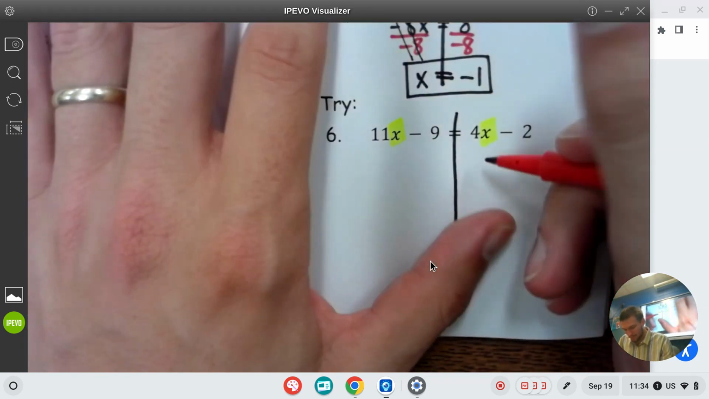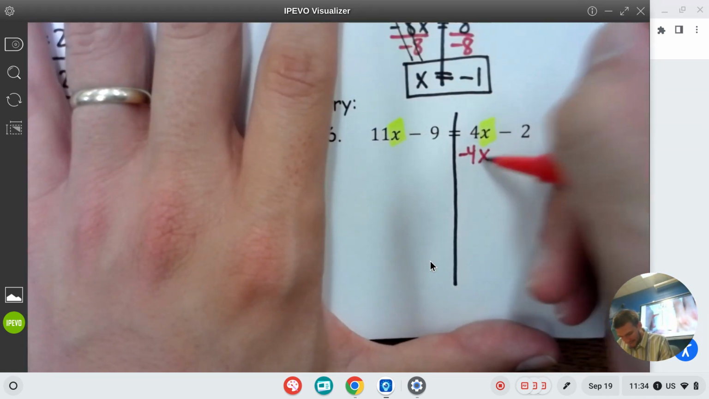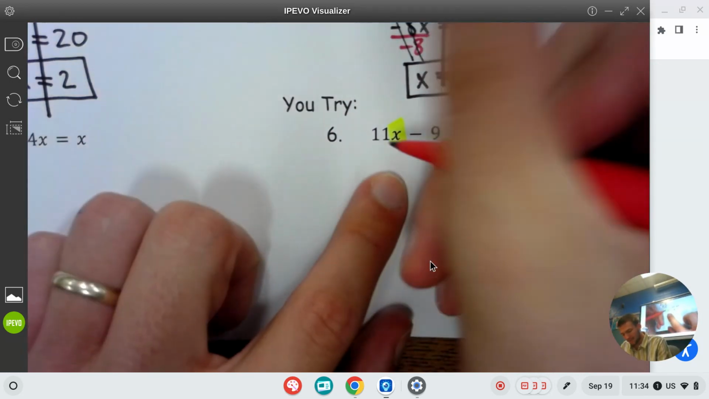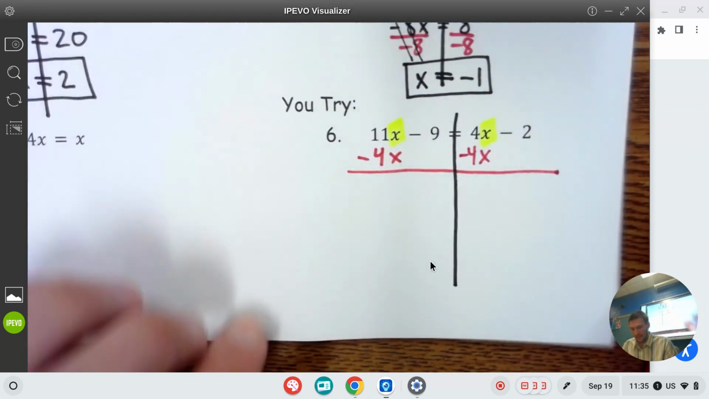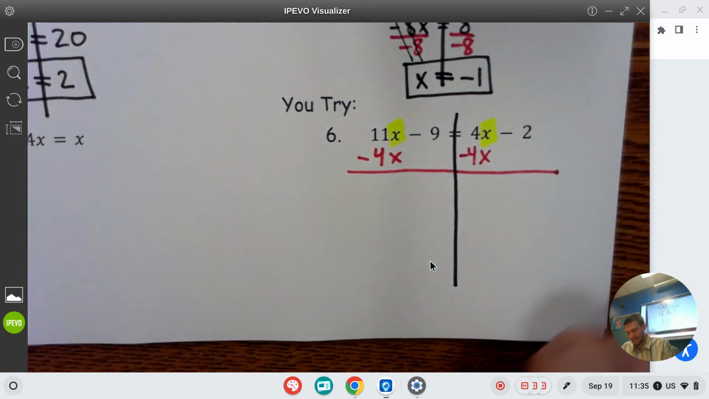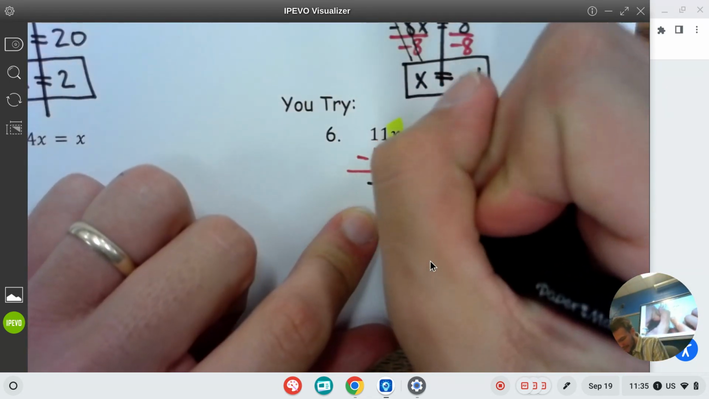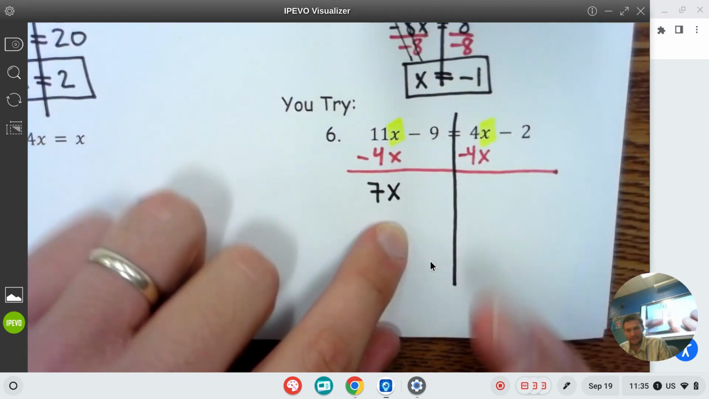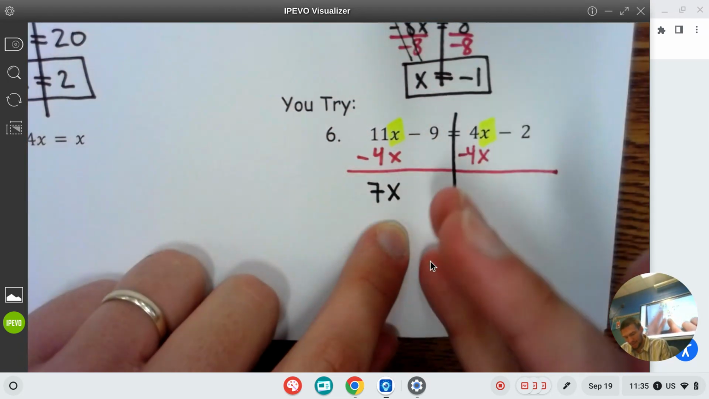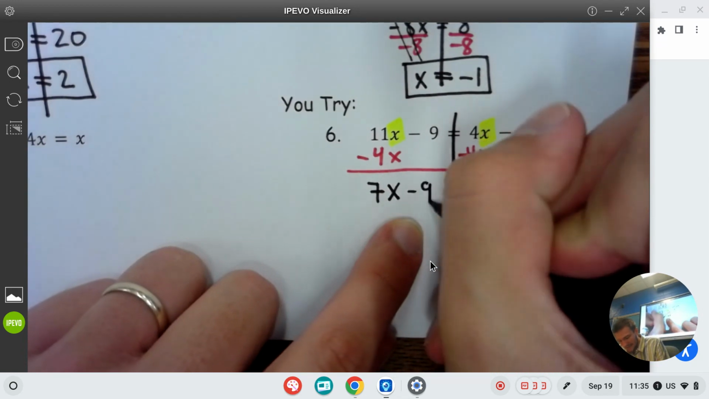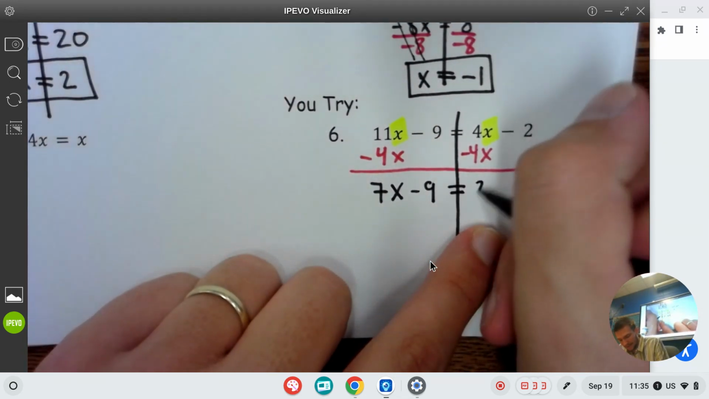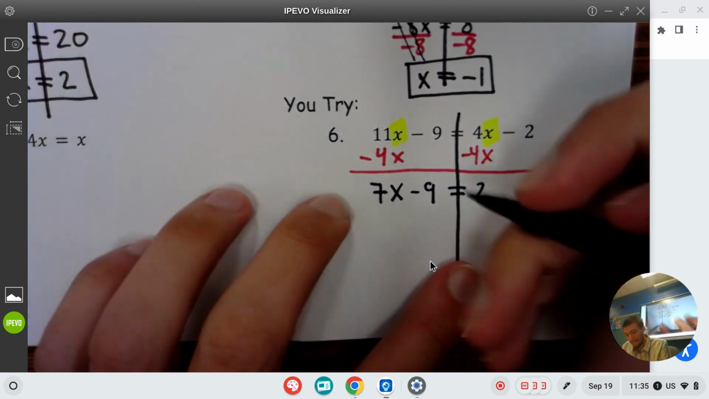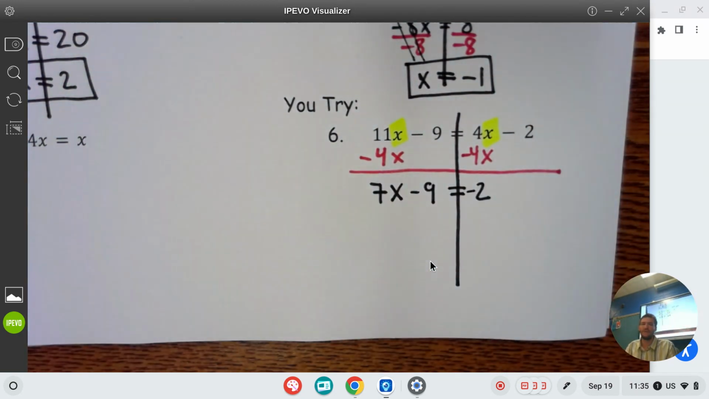We're going to want to move this 4x with opposites, and I want to make sure that I stack it with the other x's. I'm going to put a line. I'm going to focus on what comes next. 11 minus 4 is 7. Don't forget the x. And I'm going to bring down the -9. I'm going to bring down the equal sign. I'm going to bring down the 2. It's a -2. So don't forget those signs.